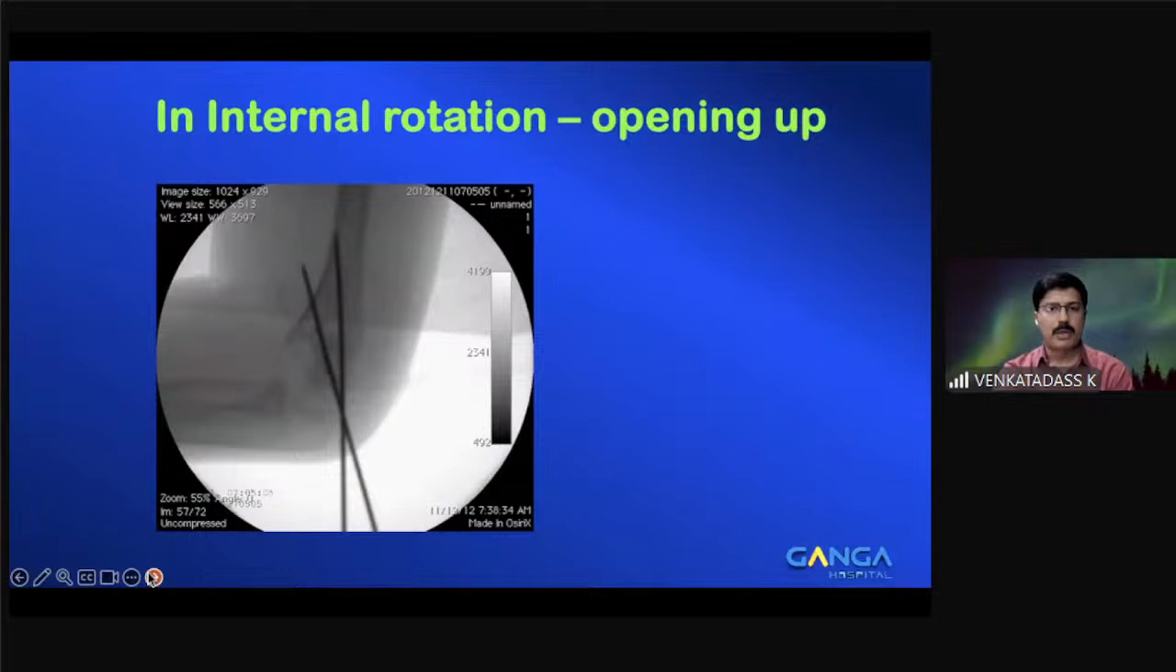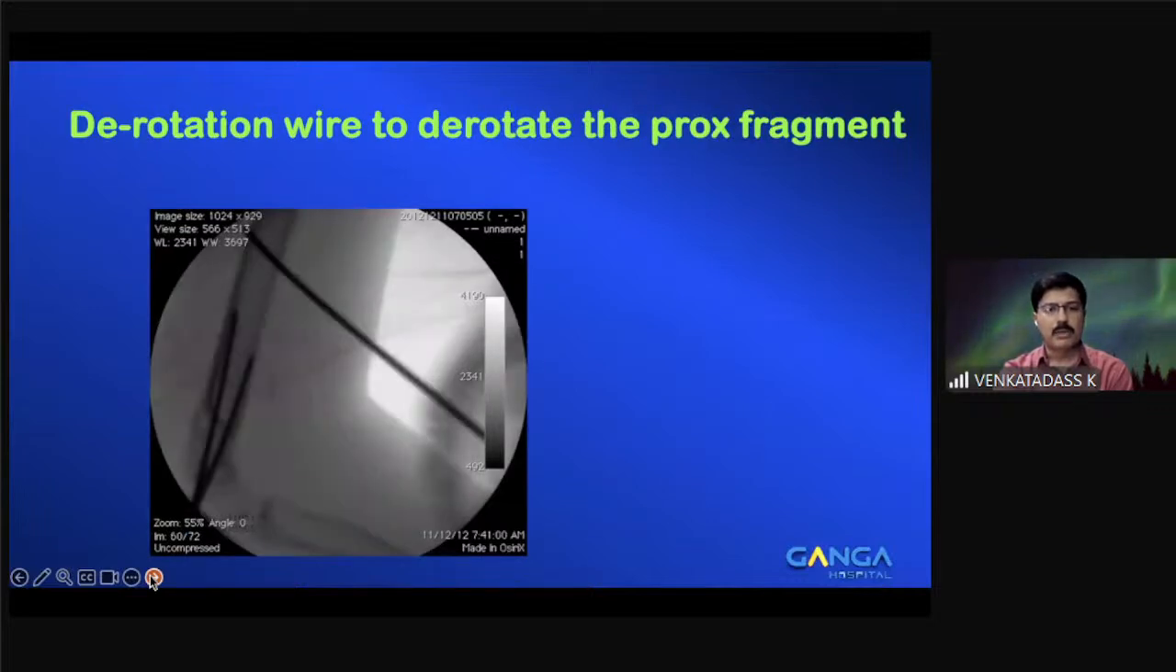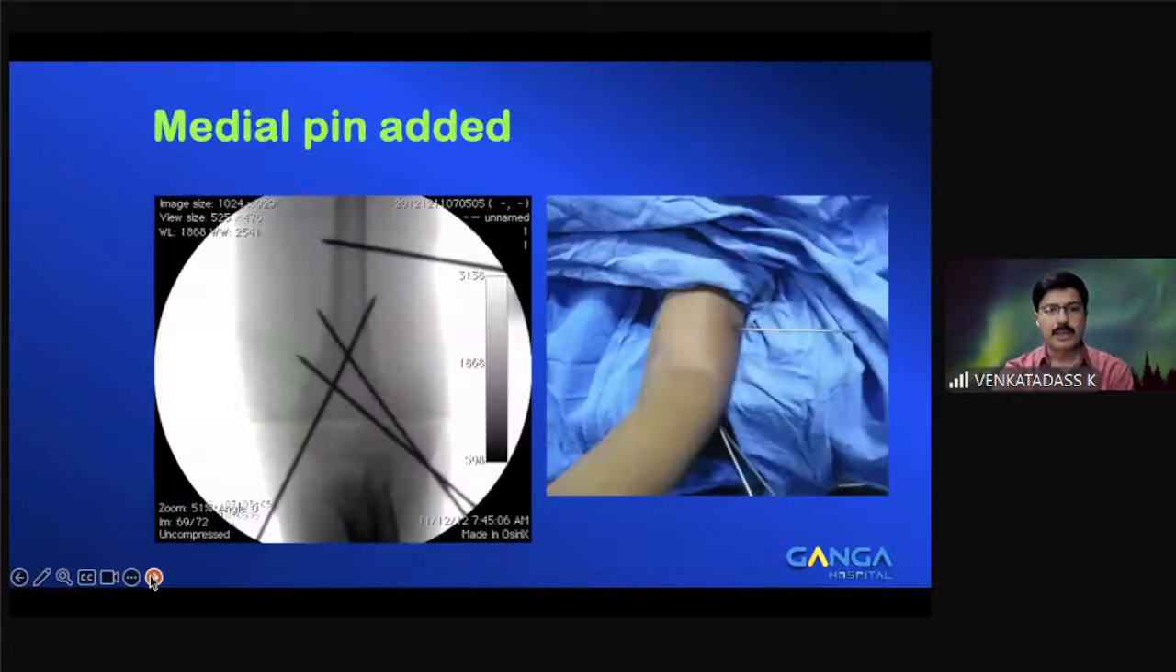And this is okay. But when you internally rotate the same limb and take the internal rotation oblique view, we can see that there is opening up anteriorly. So these fractures are rotationally unstable. For reducing these fractures, we have found that a derotation wire in the proximal fragment really comes in handy. This was one of the earlier cases.